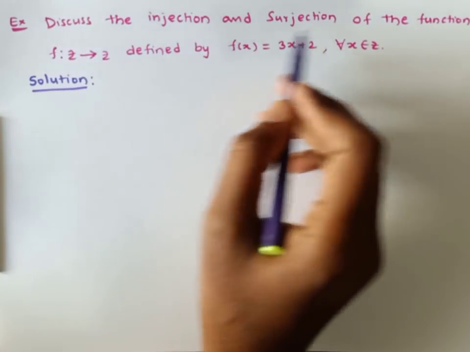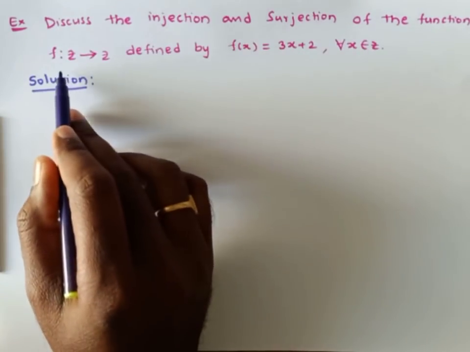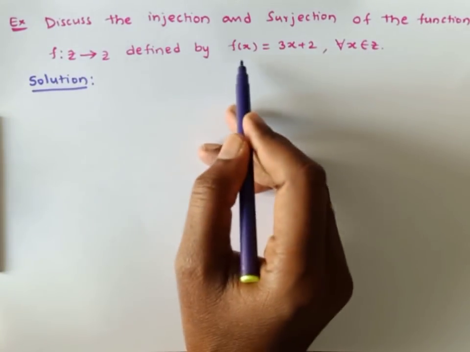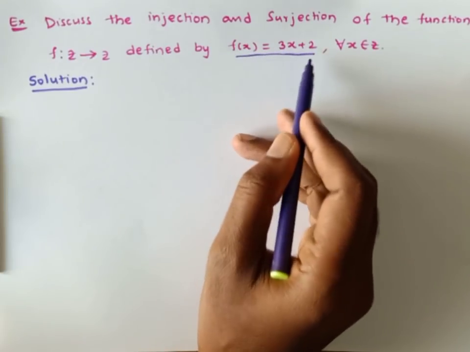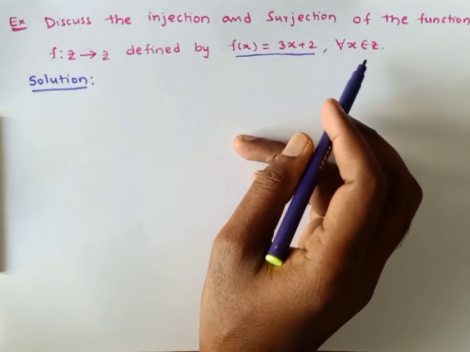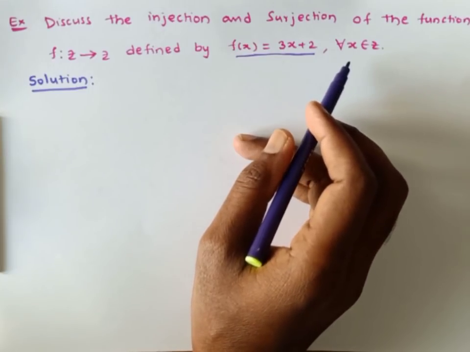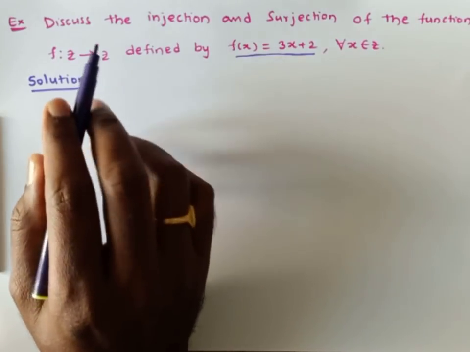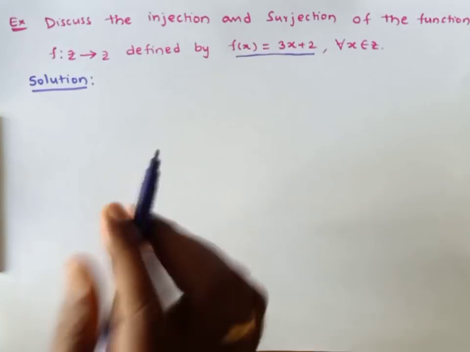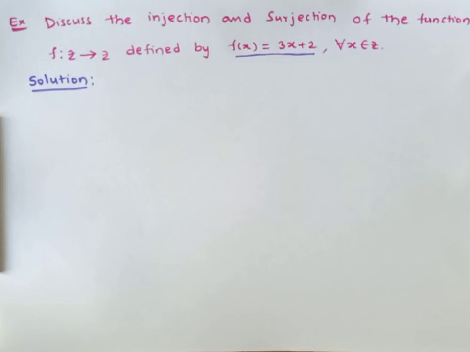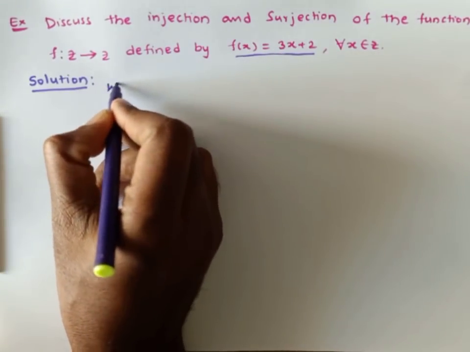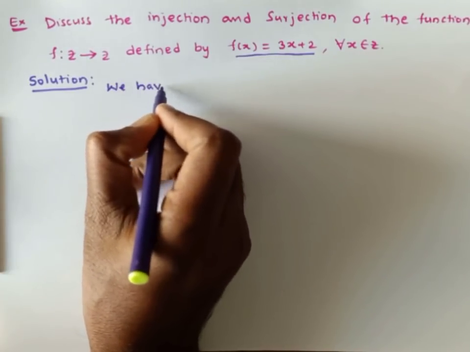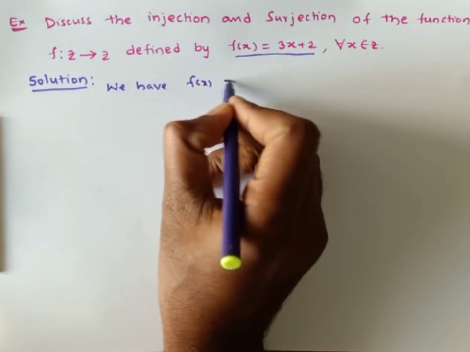Discuss the injection and surjection of the function f from Z to Z, which is defined by f of x equals 3x plus 2 for all x belonging to Z. Here f from Z to Z means it maps the set of integers to the set of integers. Now we need to check whether it is an injection, surjection, both or none. The given function is f of x equals 3x plus 2.